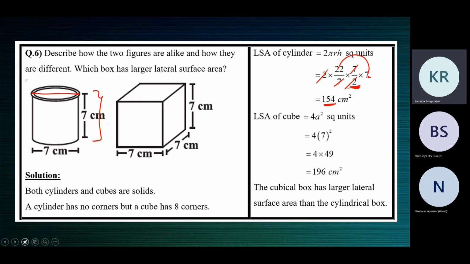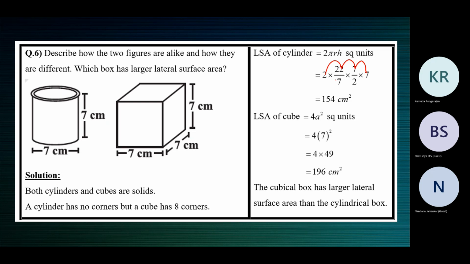You should not multiply everything, children. Don't do this. Don't multiply 2 into 22, then into 7 into 7, and then divide by 7 to the 14. Don't multiply the numerators, multiply the denominators, and then divide. That's highly time consuming. You're not supposed to do that. Simplify, cancel the 2 and 2, cancel the 7 and 7. 22 into 7, 154. So it's very clear that the cubical box has a larger lateral surface area than the cylindrical box.